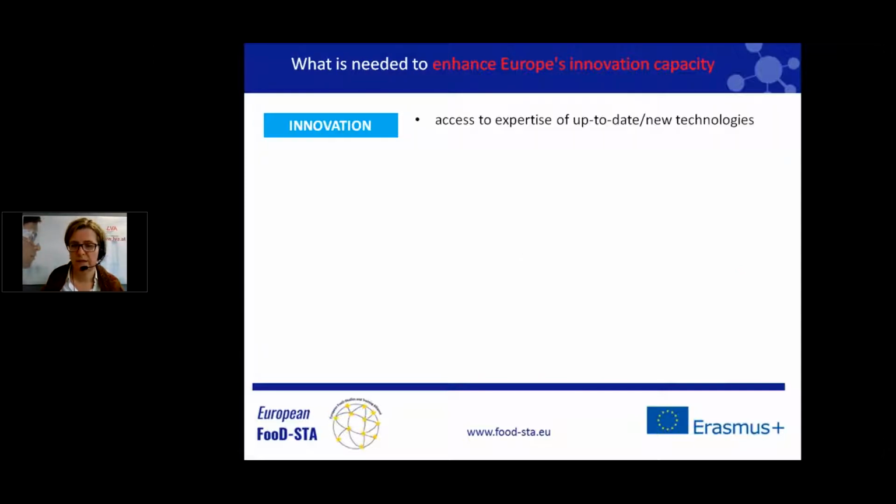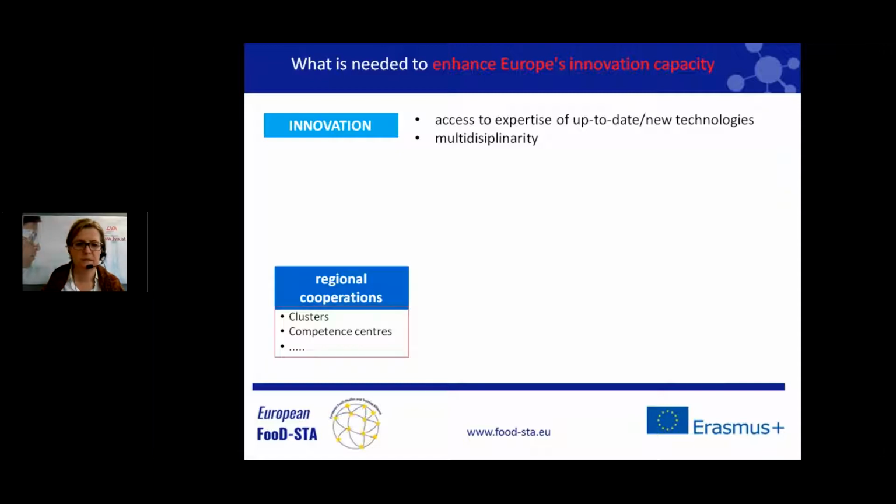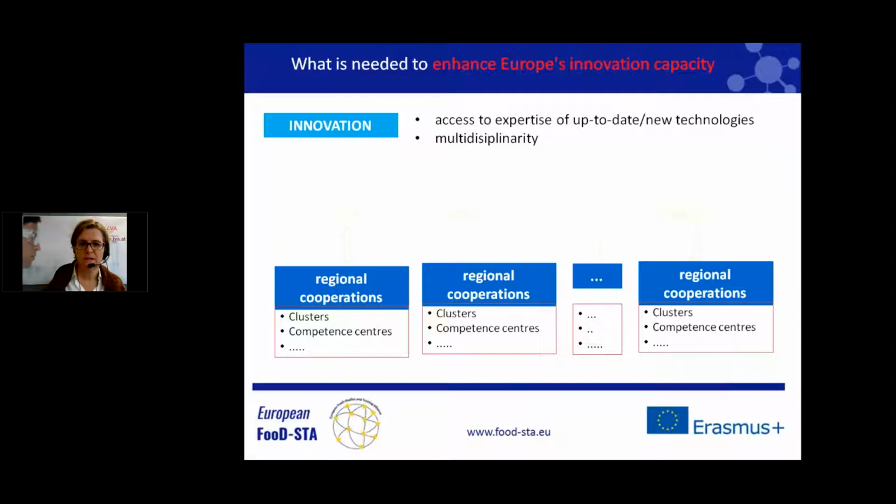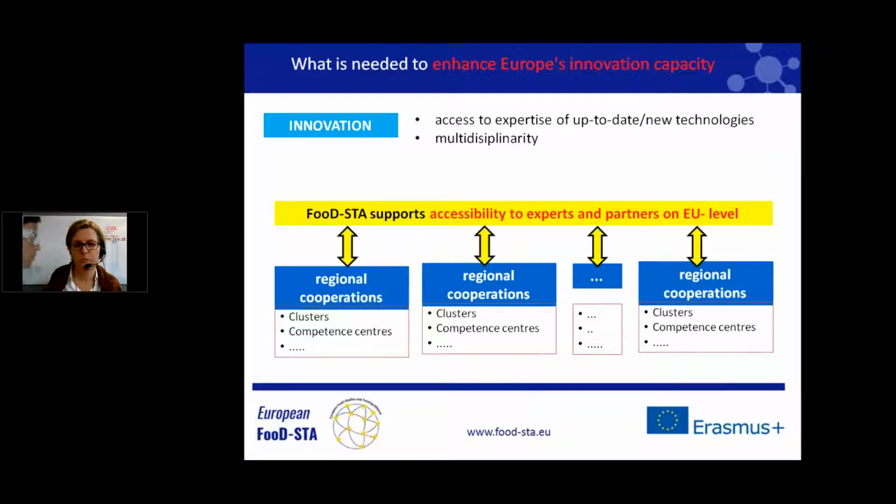Innovation is a key factor for the food sector in Europe. But what does innovation mean? It is the access to expertise of up-to-date and new technologies that is needed to innovate. Multidisciplinarity is also required. And regional cooperations with clusters and centers of excellence shall be streamlined and brought together by the Foodstar support. We support accessibility to experts and partners on EU level by bringing together these forms of regional cooperations.